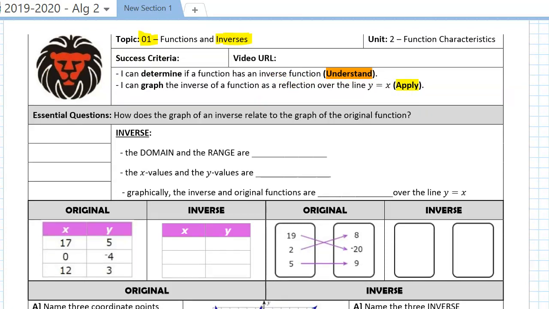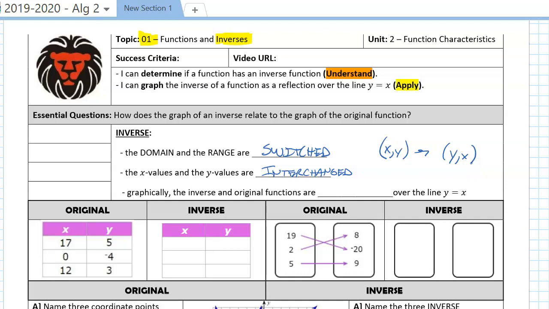So, the inverse of a function is where the domain and the range values are switched, or another way to say it is the x and y values are interchanged. So if originally I had x comma y, the inverse then is going to be y comma x.